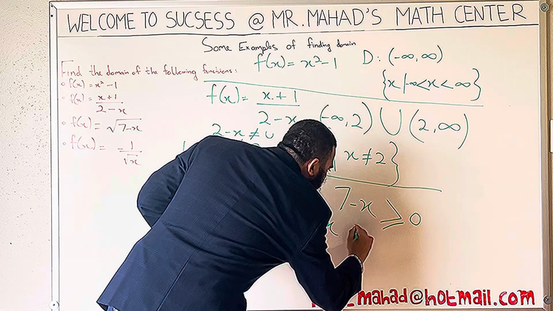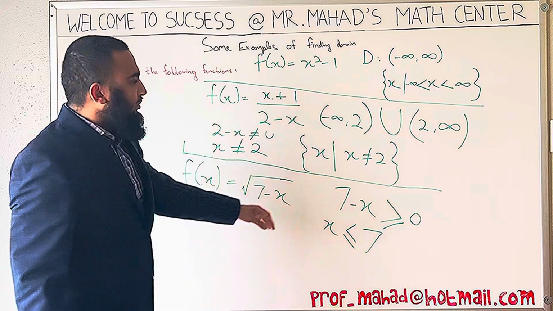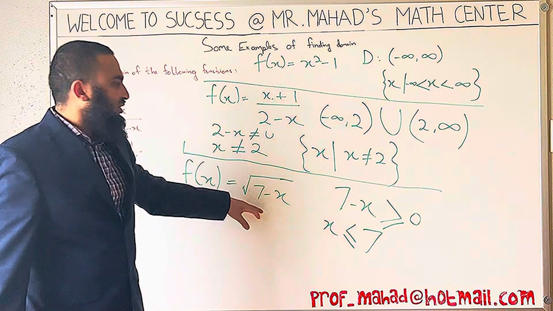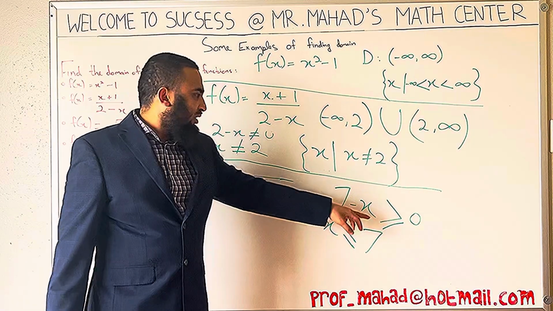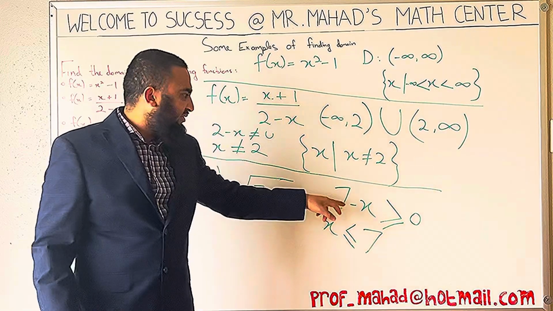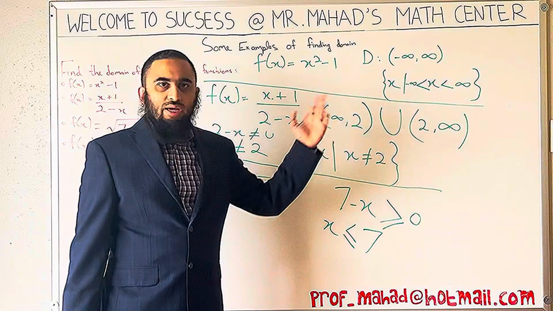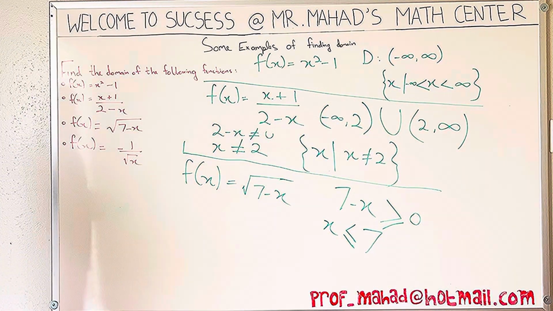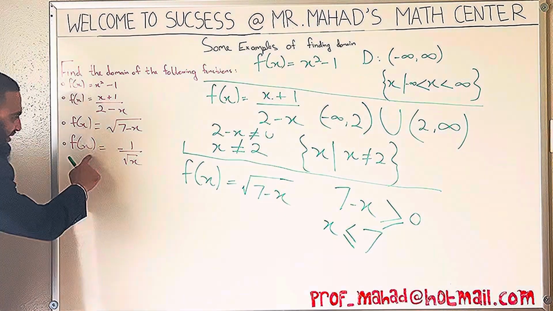So x is smaller than or equal to 7. All values smaller than or equal to 7 can be used in this function. So for example, even if you use x as 0, it's going to give you a 7 here. Even if you use x as negative 1, now the negative will become a positive. It will become 7 plus 1, 8, and so on. Okay, so I hope that is clear. Now, I believe I do not need to erase anything. Let's solve the last example here.